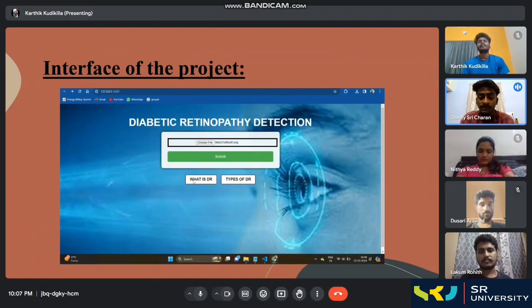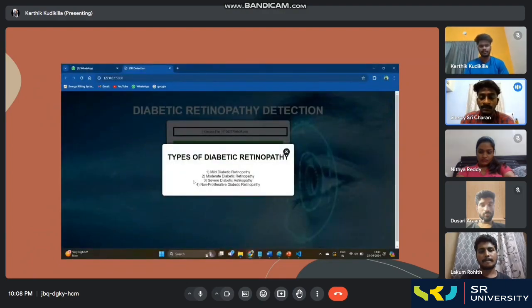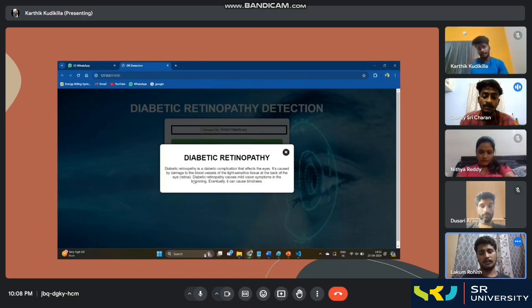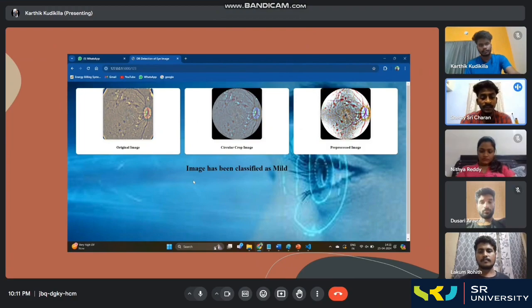This is the window which shows the interface of our project, where you upload an image for the prediction of diabetic retinopathy. Next slide. This is another window of our interface which shows the types of diabetic retinopathy. This is a window showing information regarding diabetic retinopathy. This is the window after the prediction of the given input image. It is identified as mild DR in the retina.